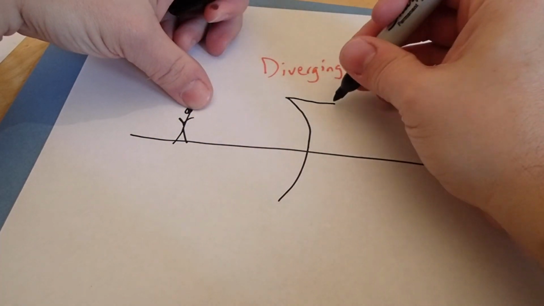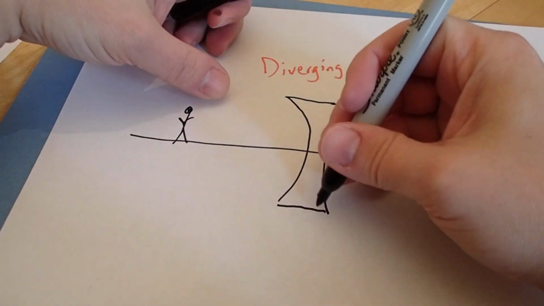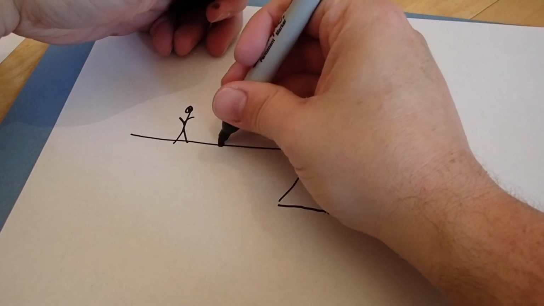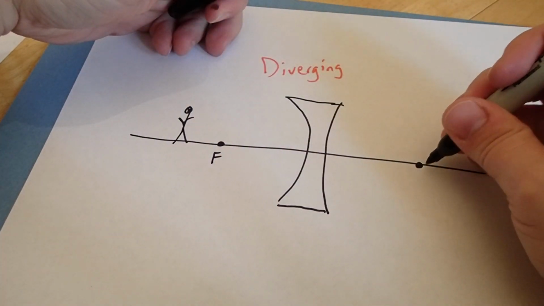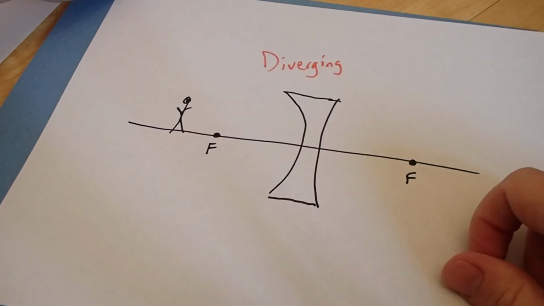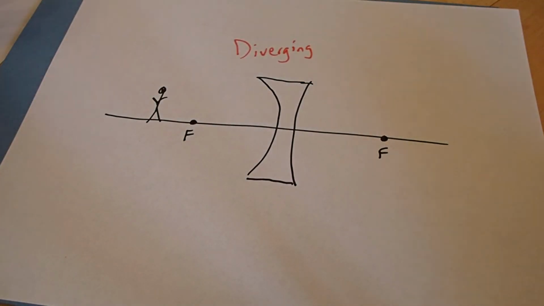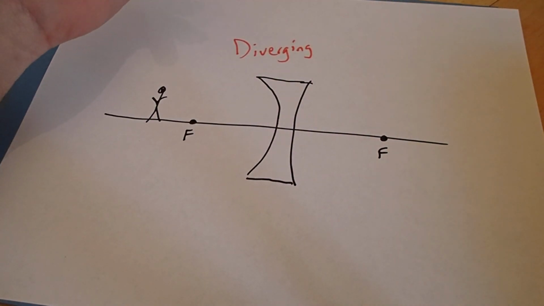So in order to make a diverging lens, you actually take two concave sides, right? And again, there's two focal points, and that part people find confusing. But you only need two lines, okay? And the first line should always be through the vertex. It doesn't matter what type of lens it is.